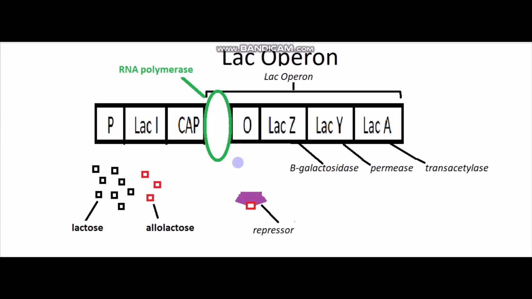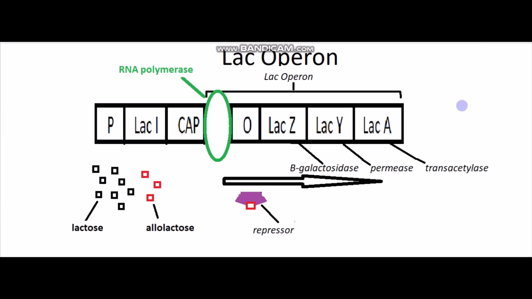So in this case, the RNA polymerase can now bind to the promoter region and then move ahead transcribing the structural genes LAC-Z, LAC-Y, and LAC-A, producing the mRNA transcript, which can then be translated to produce beta-galactosidase, permease, and trans-acetylase so that lactose metabolism can take place.